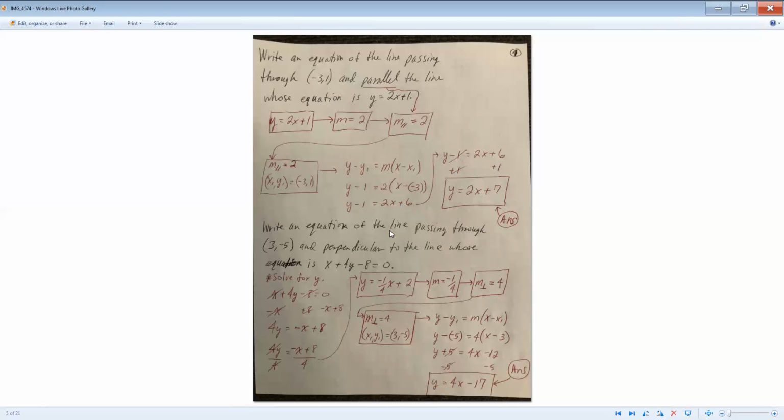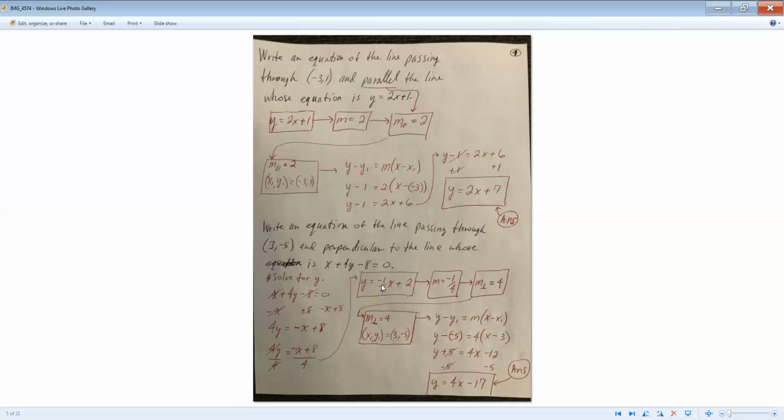Next one, write an equation of the line that passes through 3, negative 5, and is perpendicular to the line whose equation is x plus 4y minus 8 equals 0. So this time we're looking for the line that's perpendicular to the equation given. So first thing I'm going to do is solve my equation for y, subtract x, and add 8 to both sides. So that'll leave me with 4y equals negative x plus 8. Then divide by 4. That'll leave me with the equation y equals negative 1/4 x plus 2.